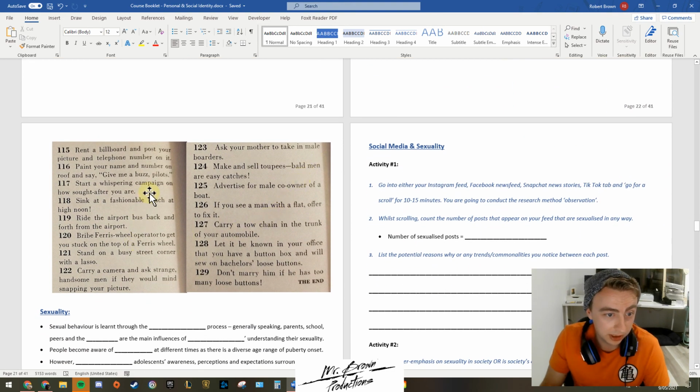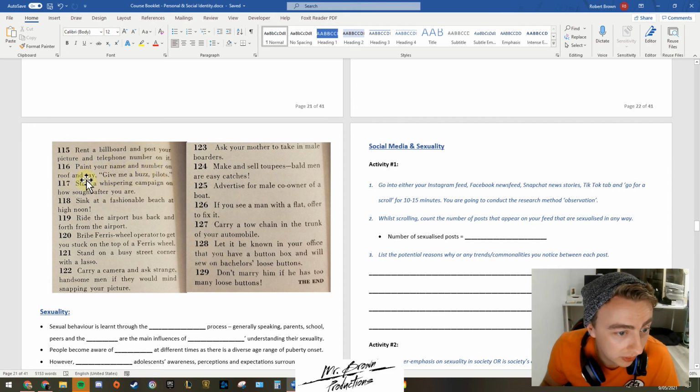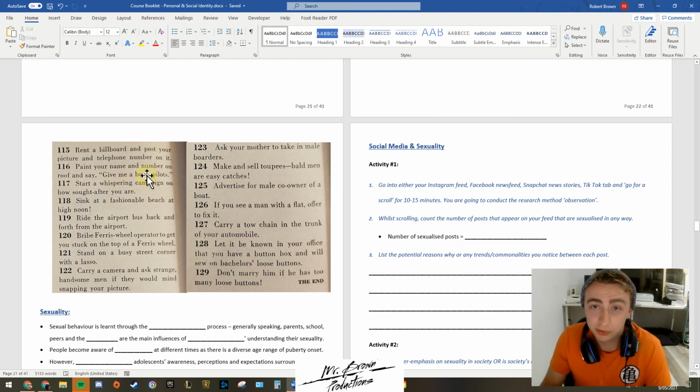There's one about writing something on the roof of your car. Oh, yeah, here we go. Paint your name and number on a roof and say, "Give me a buzz, pilots." That is just absolutely probably the best idea you could ever think of, in my mind. And now here's where it gets a little bit weird, and what we would say is probably not safe practice, but even things like, ask strange, handsome men if they would mind snapping your picture.